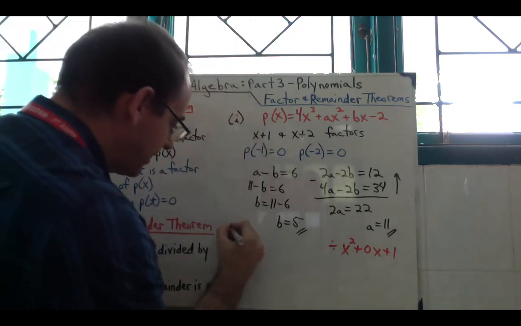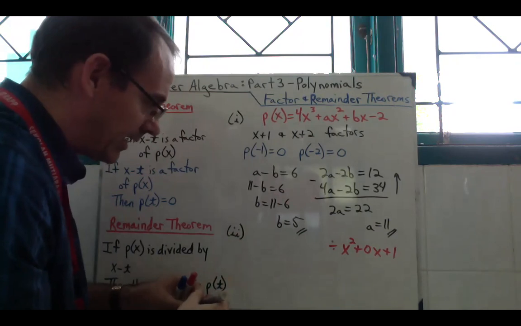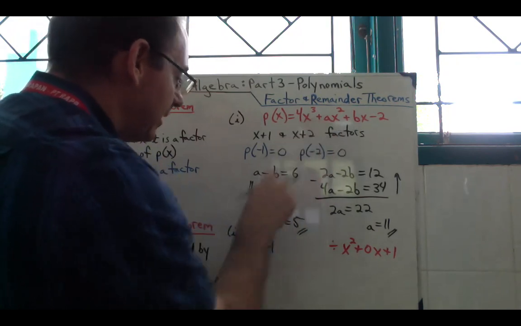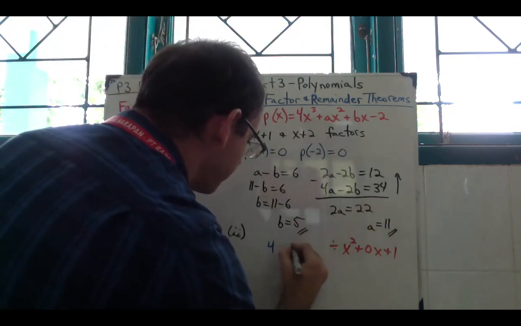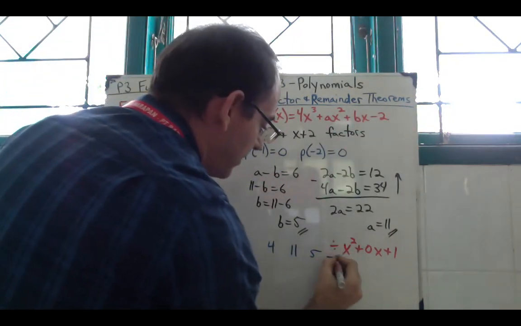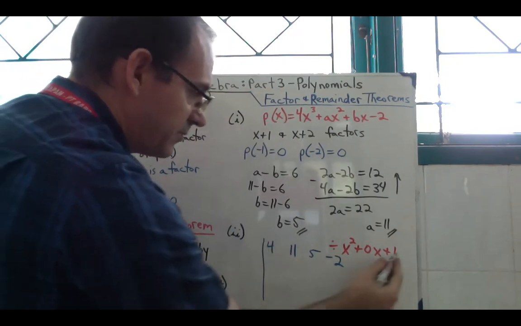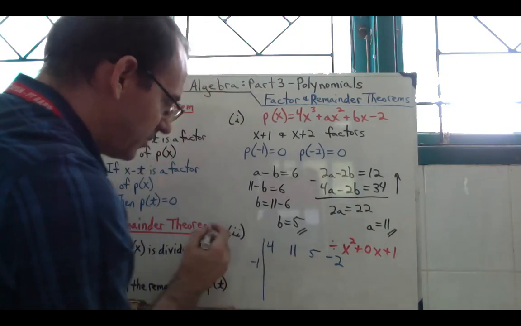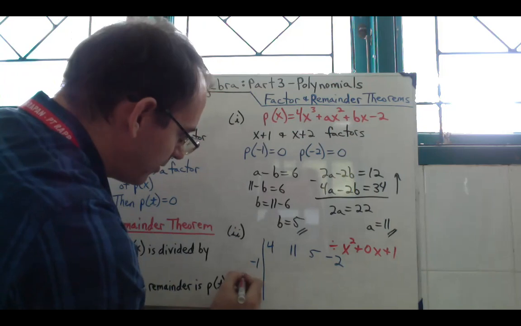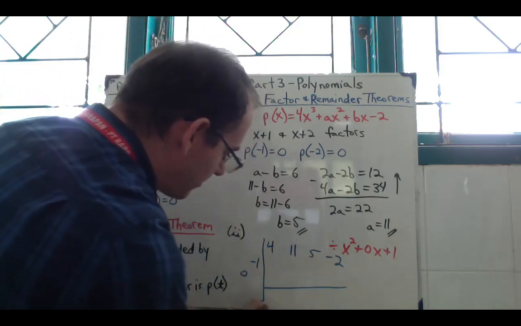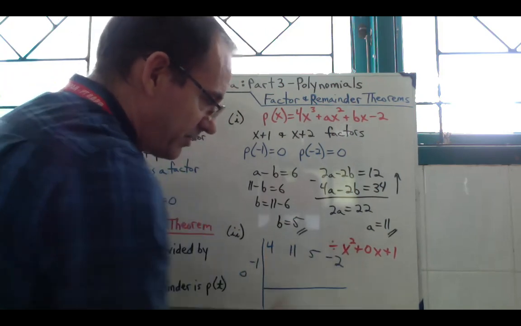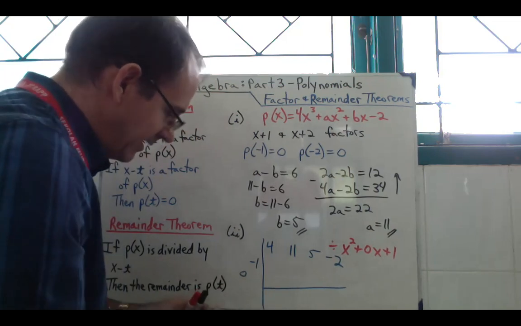If we're going to use synthetic division, you have to keep track of those place values. So this is our second part here. And we want this number up here: 4, a is now 11, b is 5, and we have a negative 2. We're going to divide this by x squared plus 0x plus 1. The front coefficient is 1, so we don't have to worry about that one. We just worry about these two. Change their sign. Now we're ready to go.